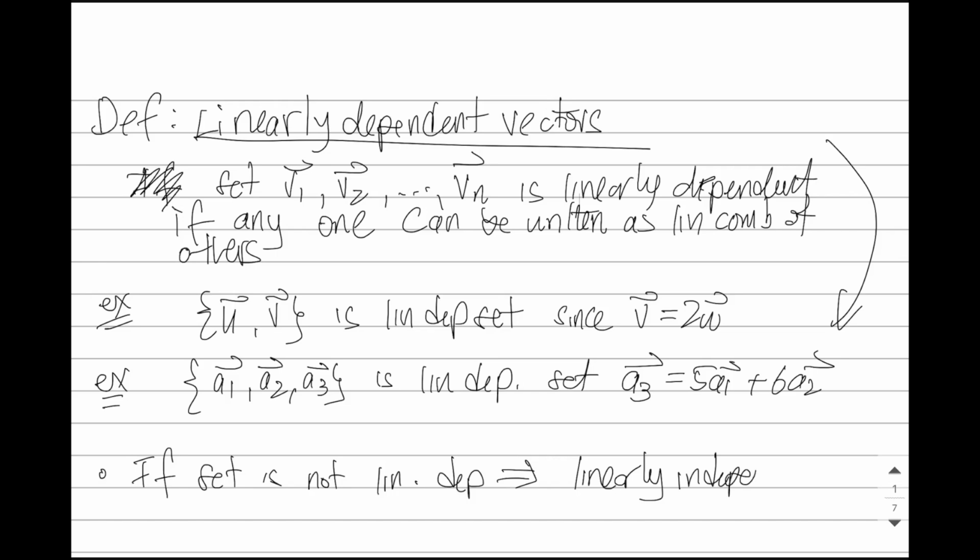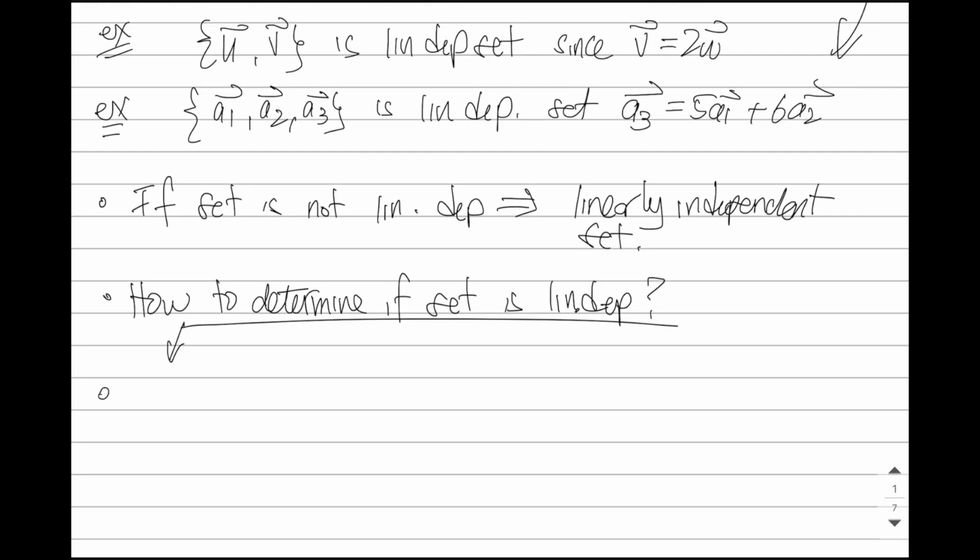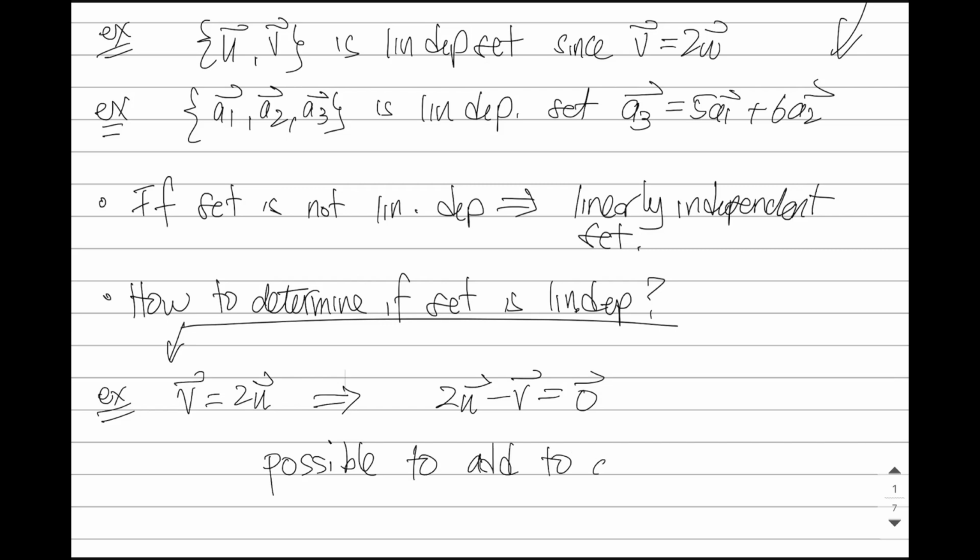We would like to figure out if a set of vectors is linearly dependent or not. So how do we actually determine if a set is linearly dependent? And the definition is going to give us clues. From the definition, it says in order to be linearly dependent, one of them has to be a linear combination of the other ones. So back to our first example, if v was twice u, then if I reorganize this equation, I'll get that twice u minus v is equal to 0. So it's possible to add them up to get 0 in what I'm calling a non-trivial way.